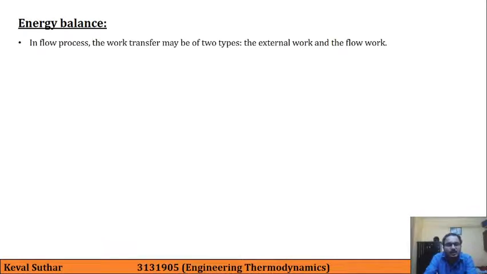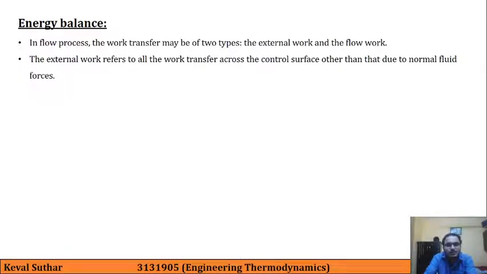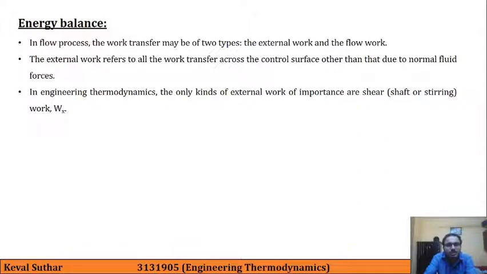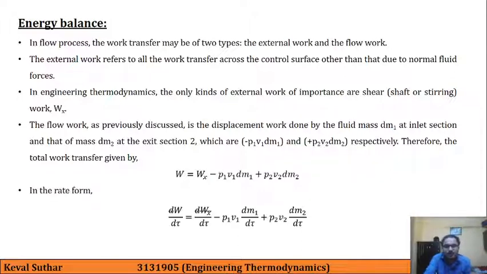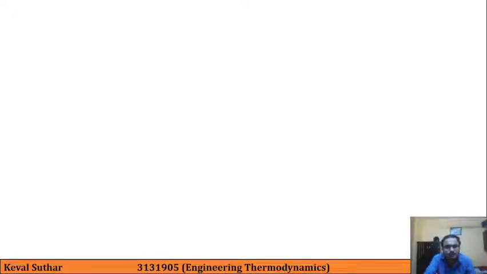Then we discussed about energy balance. There are two types of work, external work and flow work. The external work is mainly shear work, and we obtained this formula where Wx is the external work and the remaining two terms are the flow work. And we wrote this formula in the rate form.